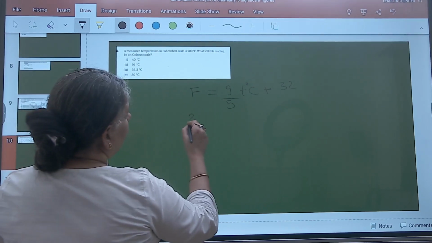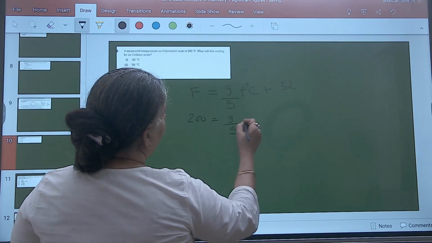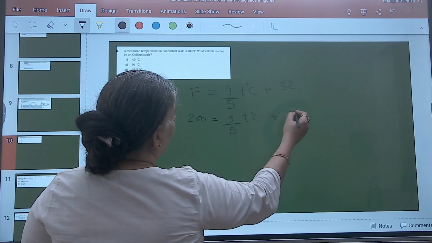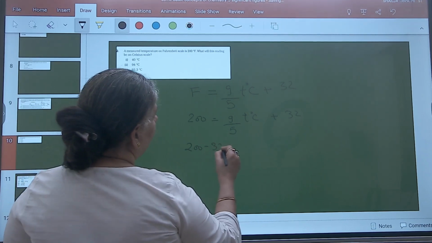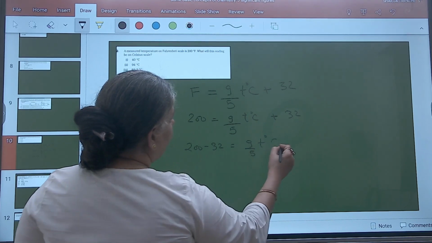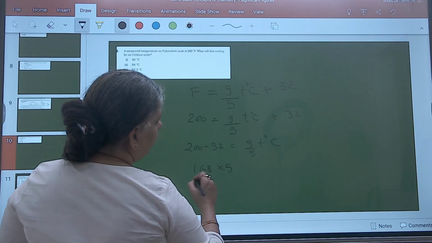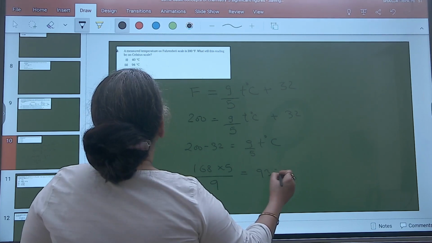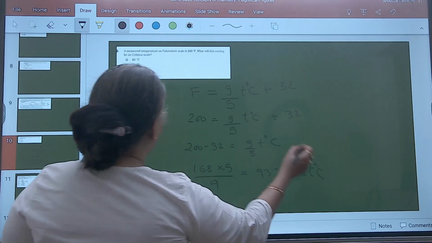So let's write down the values. 200 is equal to 9/5 T degree Celsius plus 32. So 200 minus 32 is equal to 9/5 T degree Celsius, or we can write 168 into 5/9. This comes out to be 93.3 degree Celsius. So this is our correct answer.